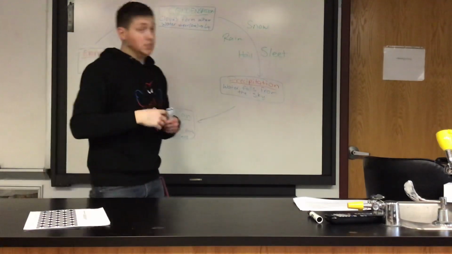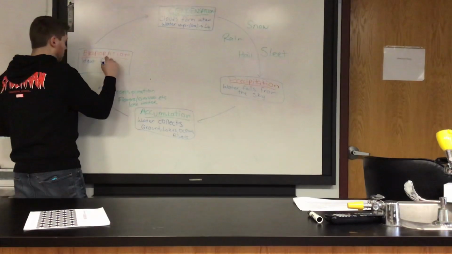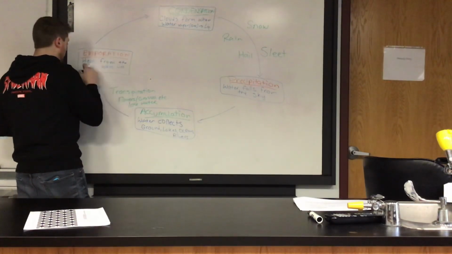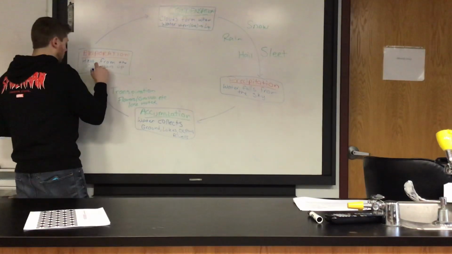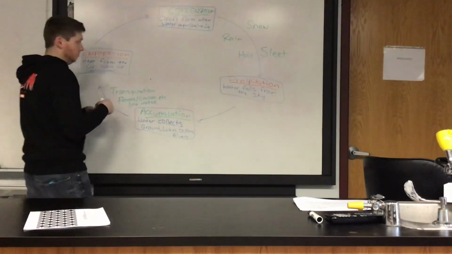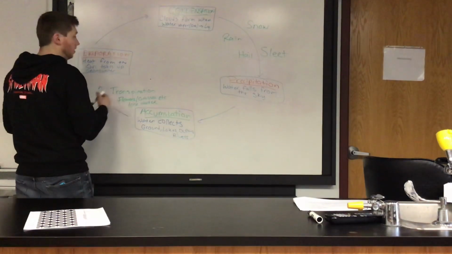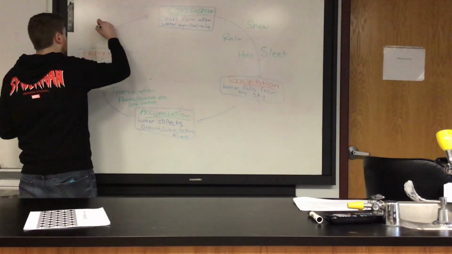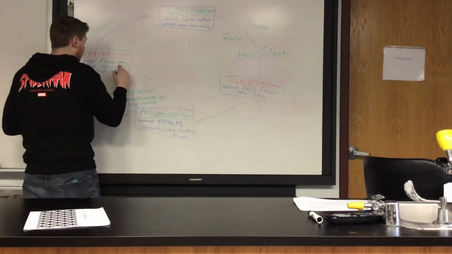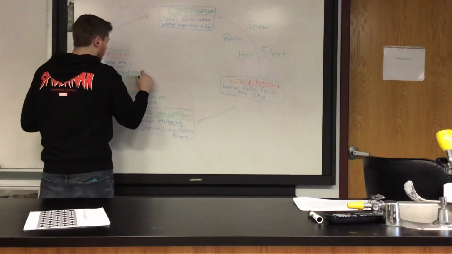So evaporation happens when heat from the sun takes up ground water, and that's water turning from a liquid to a gas. Good, so it's water turning from a liquid to a gas. Let's just put that up here: water, liquid to a gas in the form of vapor.